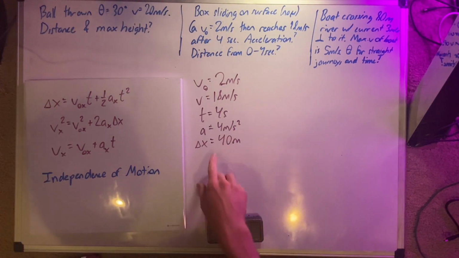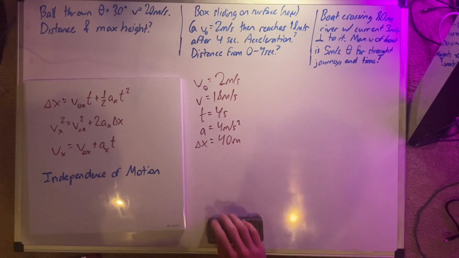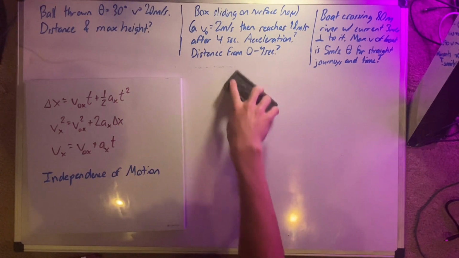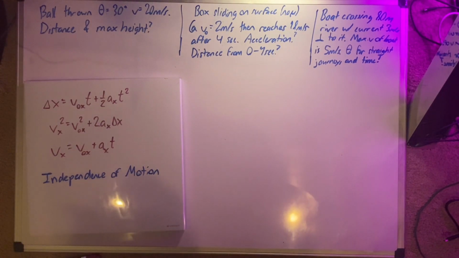So we know then that our acceleration is 4 meters per second squared, and our distance over 0 to 4 seconds is 40 meters. So now we have a boat crossing an 80-meter river with a current of 3 meters per second perpendicular to it. That sign there, upside down T, means perpendicular. The maximum velocity of the boat is 5 meters per second. What angle should it go at for a straight journey, and how long would that journey take?